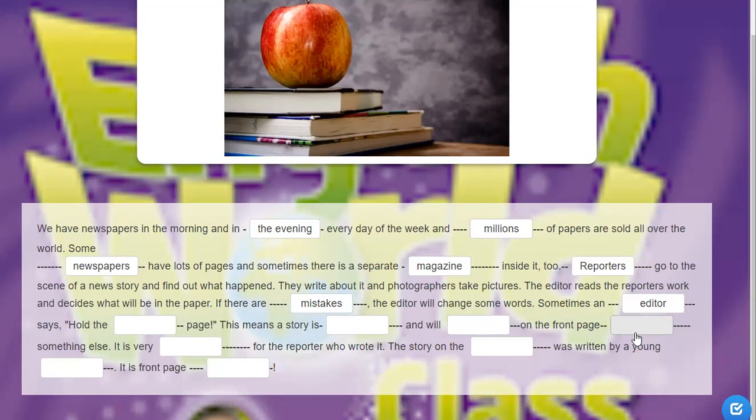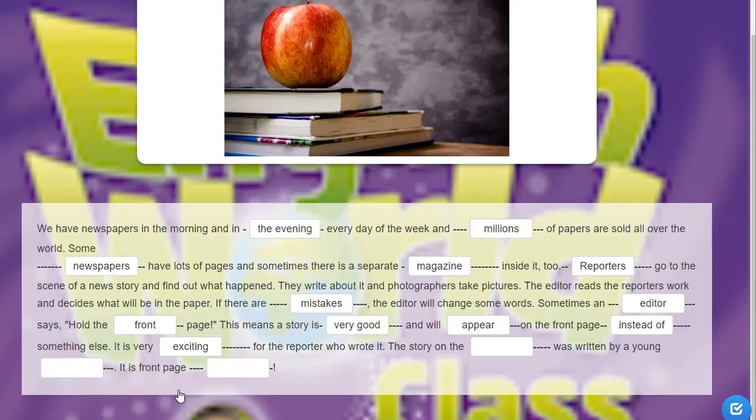Anyhow, because of course newspapers are a trade, it's a business, so we have to attract readers. It says hold the front page. This means a story is very good. We can say excellent, but according to the text, I think it's very good and will appear, of course, on the front page, in addition to, or instead of, something else. Is it very boring or exciting? It's very exciting, of course, for the reporter.